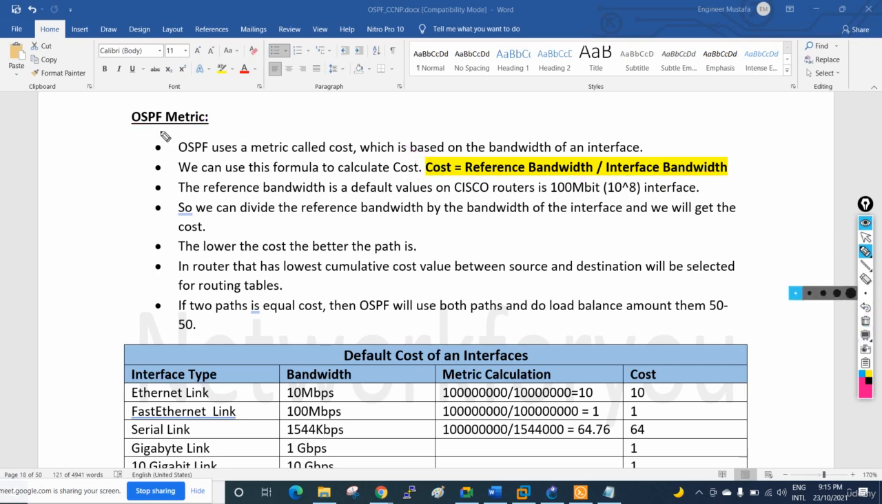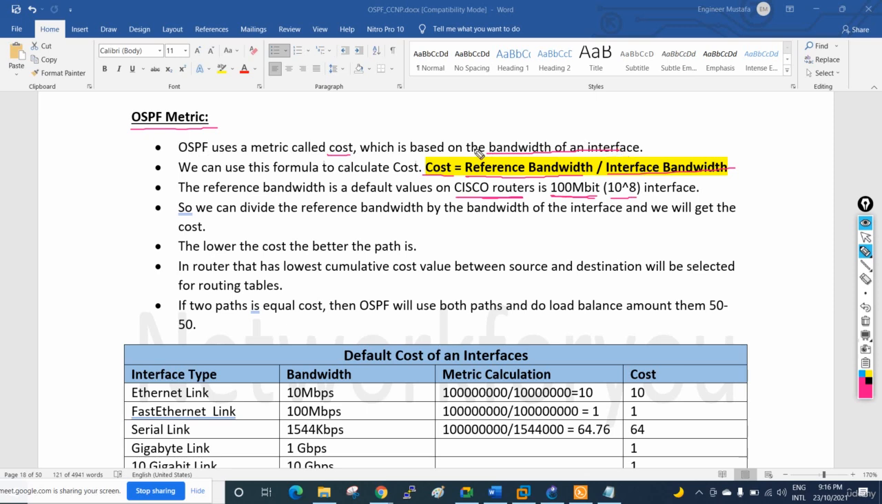In an interview they will ask you what is the OSPF metric, so we need to say cost, and they will ask what is cost. Cost is equal to reference bandwidth divided by interface bandwidth. For whichever interface you want to calculate, we divide by that interface's bandwidth. And the reference bandwidth is nothing but 100 Mbps in the Cisco router. So this point also we need to remember. In the Cisco router, the default value for the reference bandwidth is 100 Mbps, that is nothing but 10 to the power of 8.